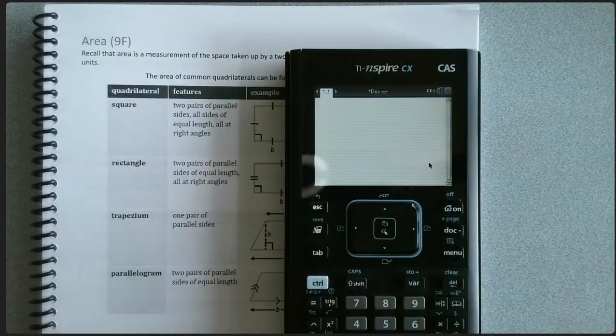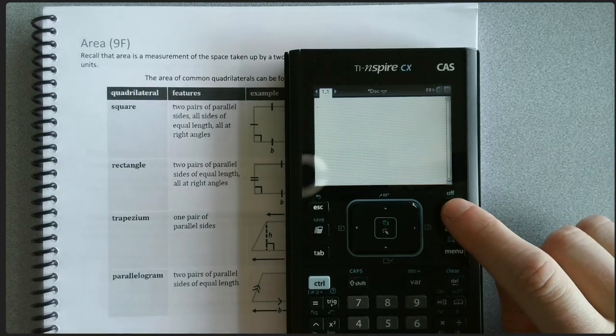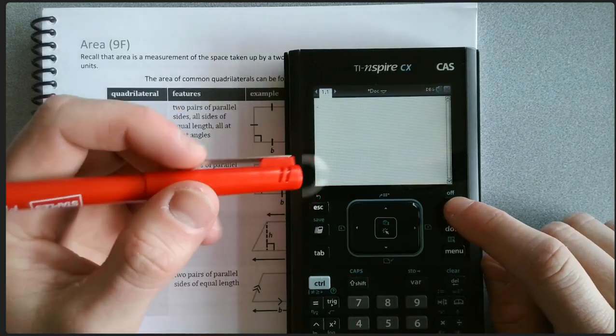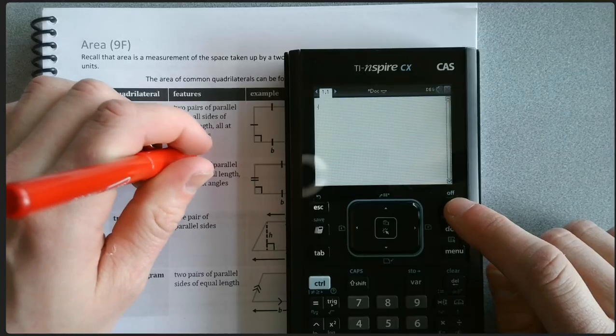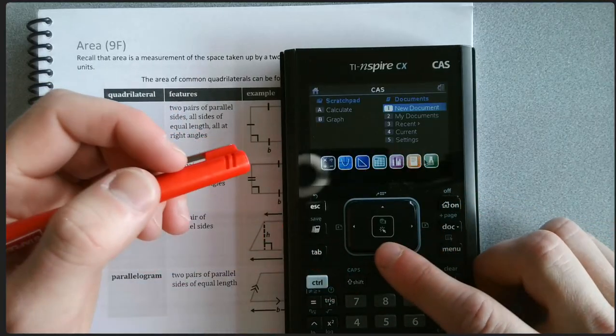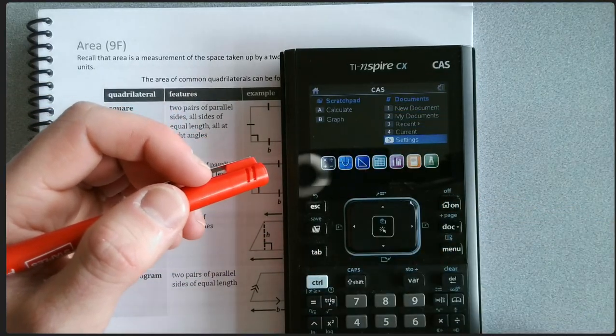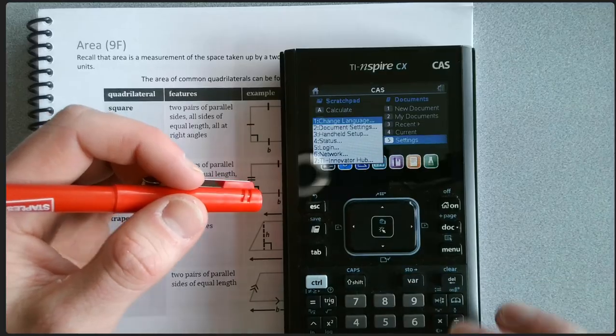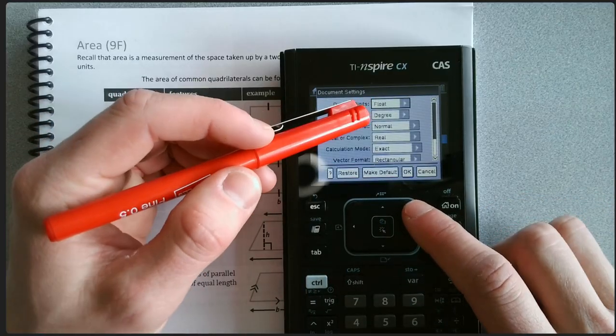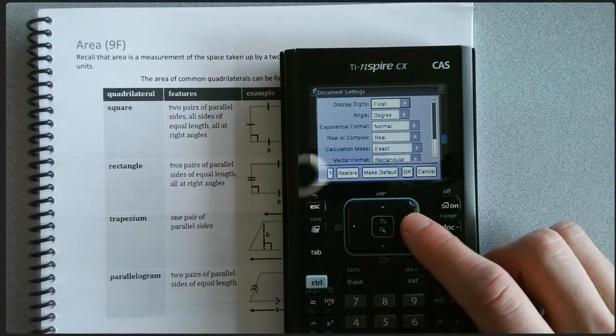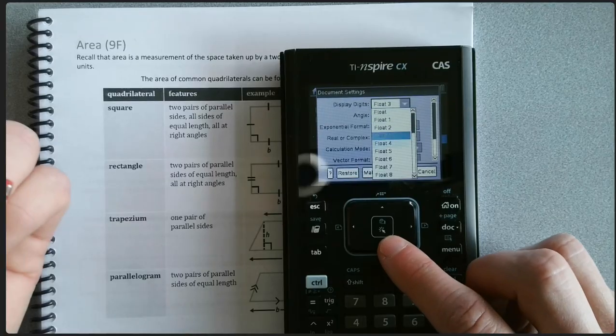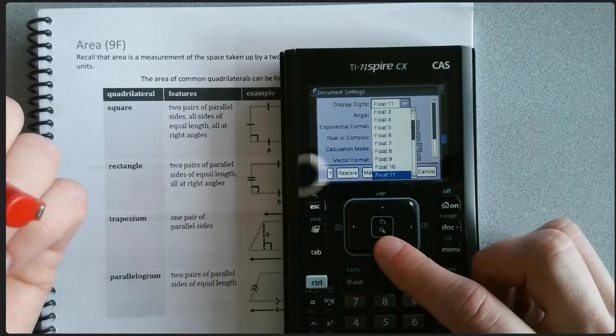Before we get started on area, I thought it makes sense because there were a few people who were still having issues with their decimal numbers. So if you needed to, and you're still getting that E or the exponential formatting, go to home, then 5 for settings, and 2 for document settings, and where it says float, I know I told you to put it on float, but if we put it on float 8, or whatever the highest one is.